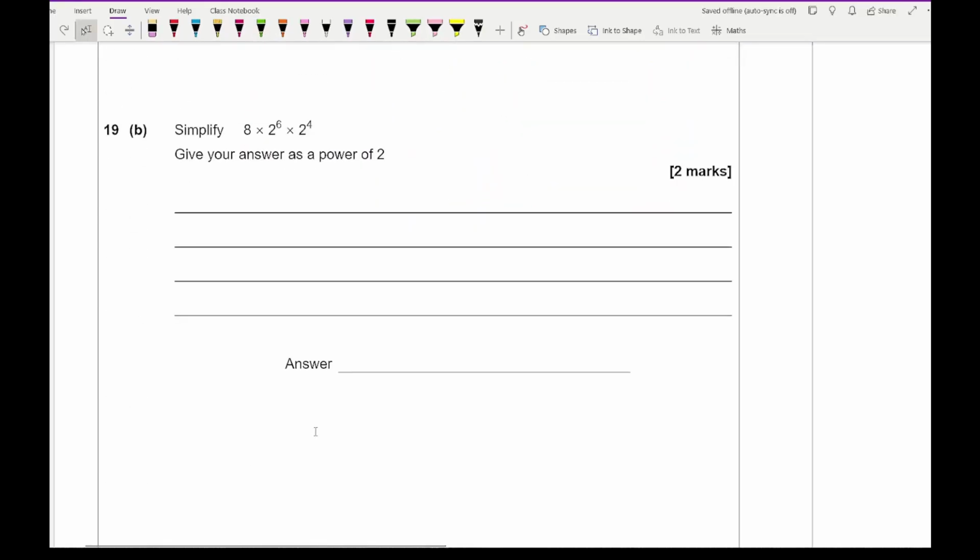Then moving on to 19b, it says simplify. So here we've got to change the base of 8. Now 8 is equal to 2 cubed. So if I swap 8 with 2 cubed, it then becomes 2 cubed times 2 to the power 6 times 2 to the power 4. Now when we're multiplying, what do we do to the powers? Well, we add them. So that then becomes 2 to the power of 3 plus 6 plus 4, which is 2 to the power of 13.